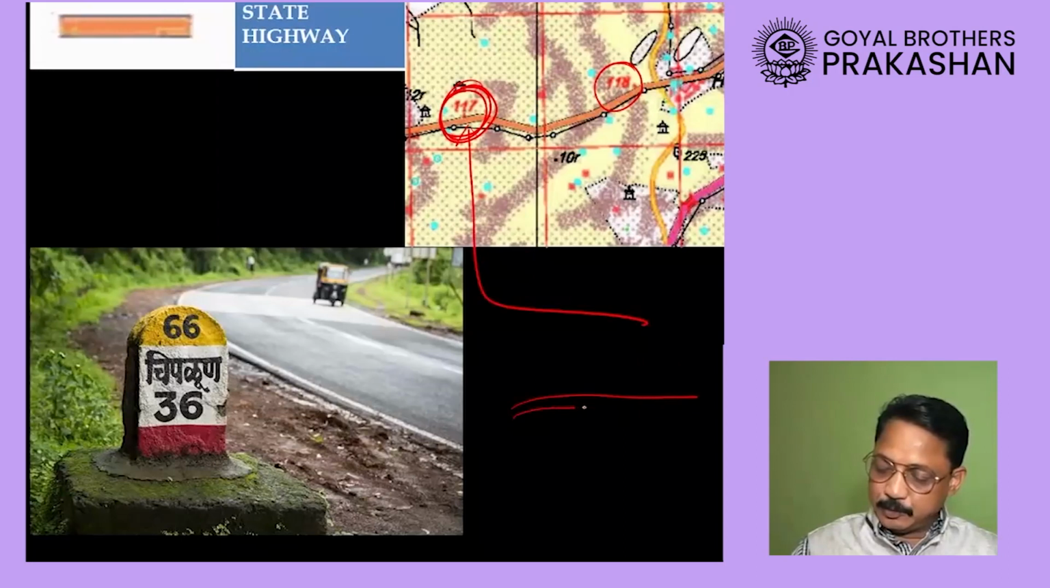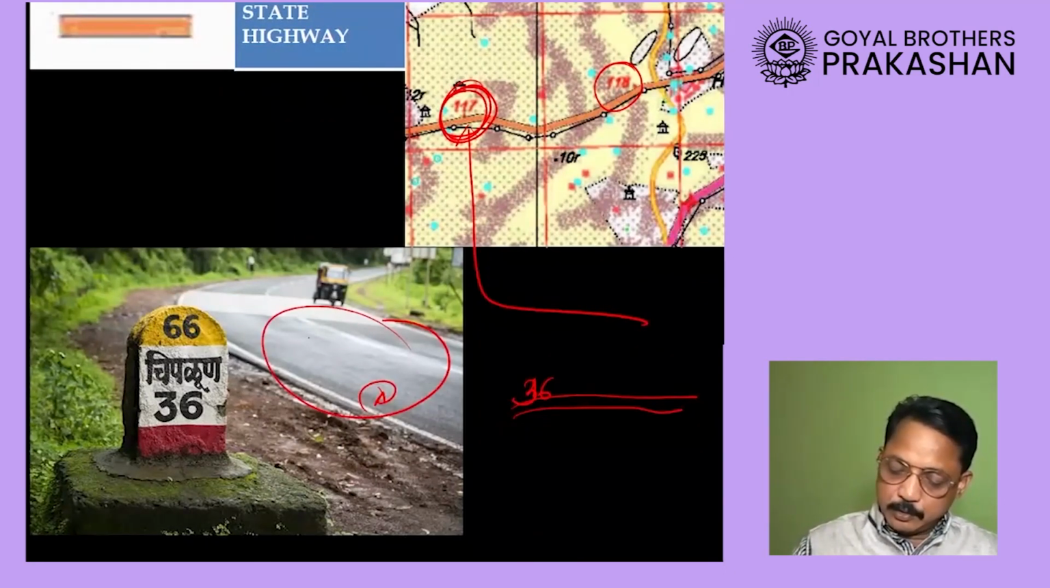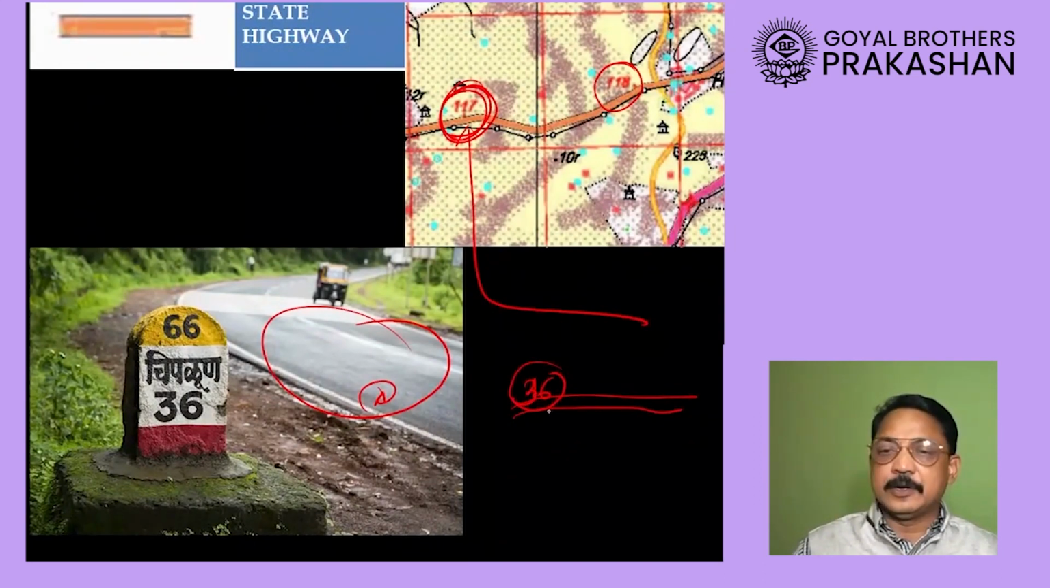Suppose this is that road and the number is straight away printed. So if this road was shown on a topography map, they would have written here 36, which means a distance of 36 is indicated by this distance stone.